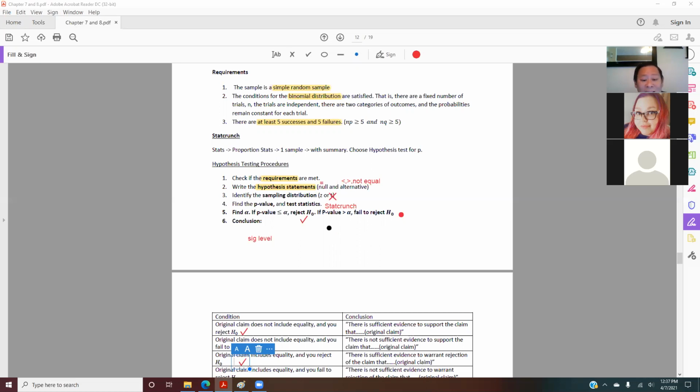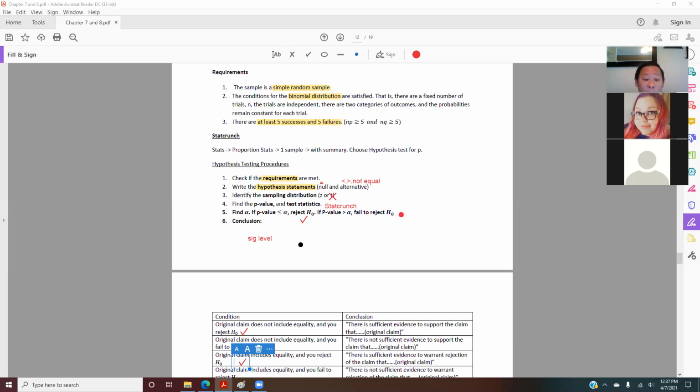The p-value and the test statistic are always provided to us in StatCrunch. If you did the StatCrunch, it gives you a table, and on the right side of the values you will see the p-value and the test statistic. And then alpha is what we call the significance level, which is given in the question. You do not need to find it. Usually it's 0.01, 0.05, or 0.1 level of significance. That is what we call alpha, the significance level.